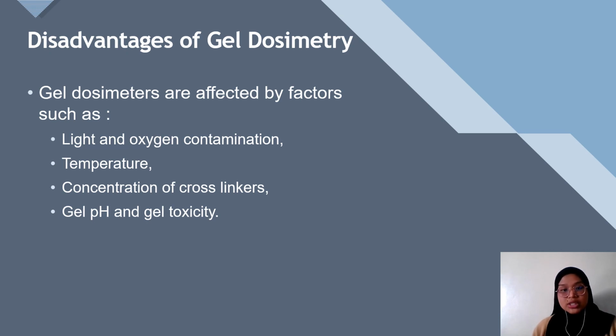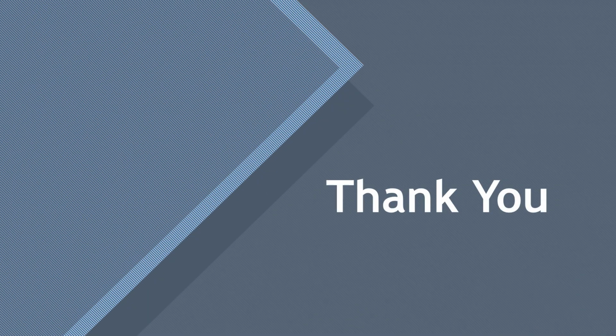For the temperature, change in temperature has an impact on the sensitivity of polymer gels. And lastly, for the pH, acidic pH is related to poor dose response reproducibility.